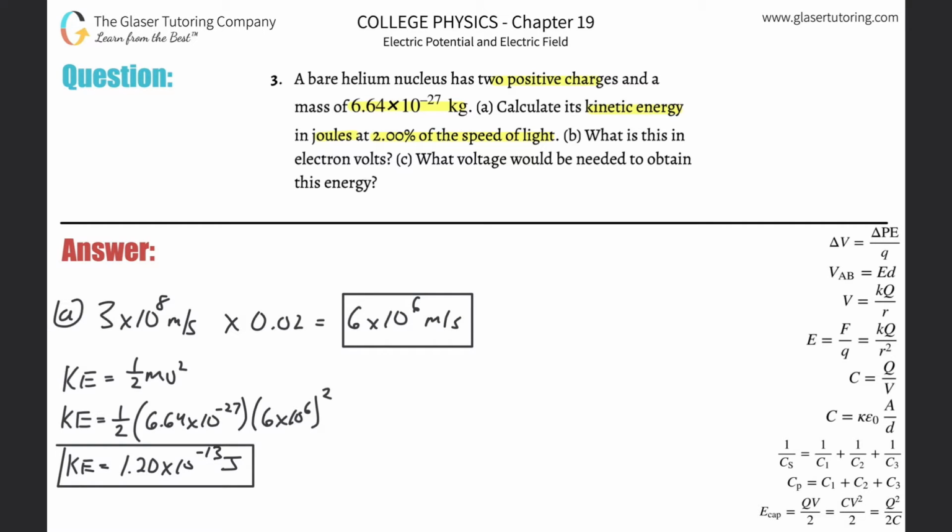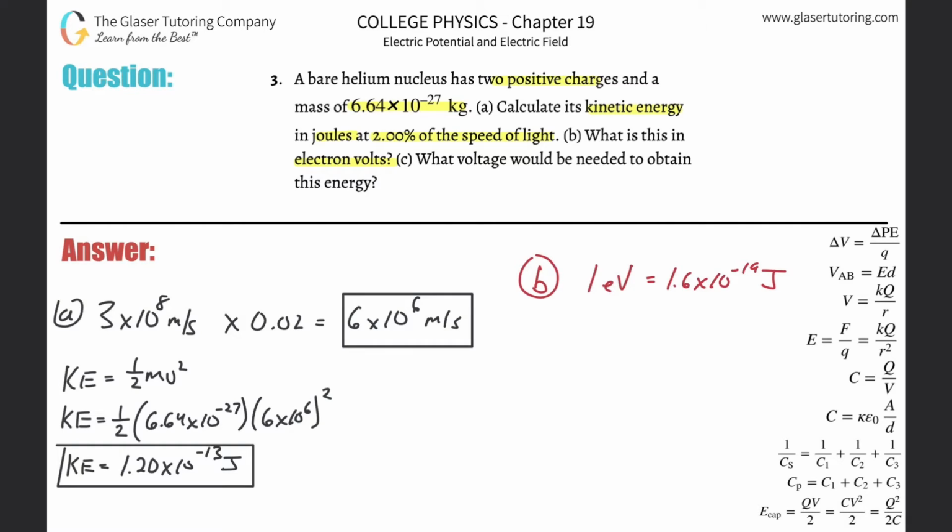All right, now let's take a look at letter B. What is this in electron volts? You have to know the conversion here, and you'll probably be doing so many problems that you should memorize it. The basic idea is that 1 electron volt, 1 eV, is equal to 1.6 times 10 to the minus 19th joules. You might also notice that this number looks familiar. That's also the charge of a proton, the charge of an electron in coulombs.